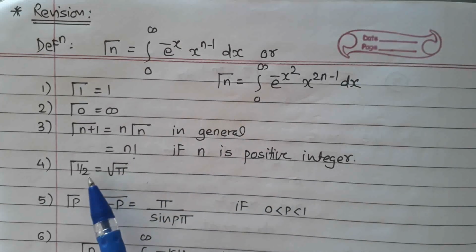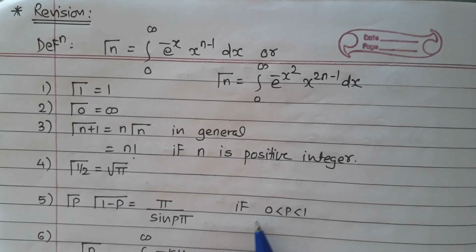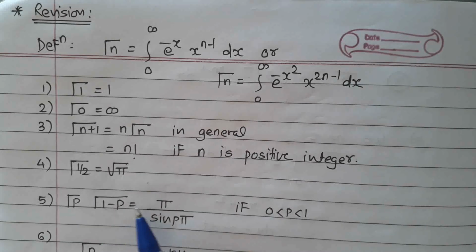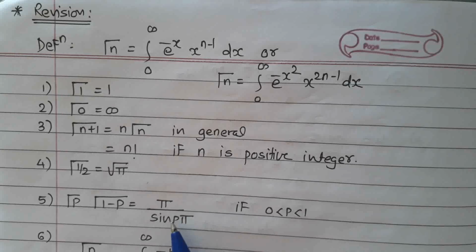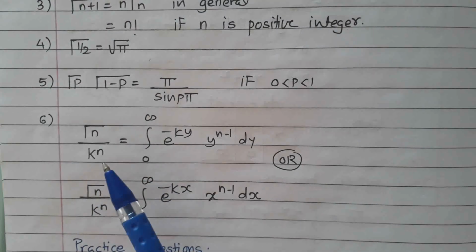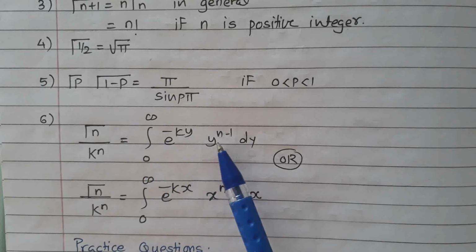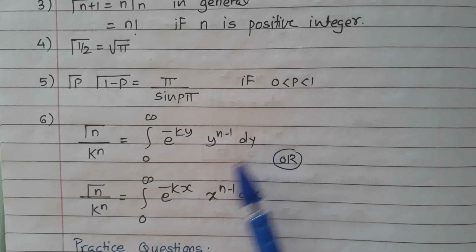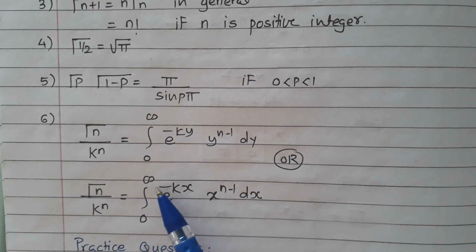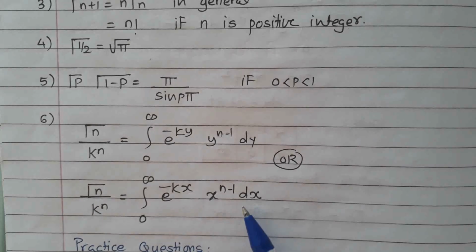The value of gamma 1 by 2 is equal to root pi. One of the important results: if the value of p lies between 0 and 1, then gamma p into gamma 1 minus p is equal to pi upon sine of p pi. Gamma n upon k raised to n is equal to integral 0 to infinity e raised to minus ky, y raised to n minus 1 dy, or gamma n upon k raised to n is equal to integral 0 to infinity e raised to minus kx, x raised to n minus 1 dx.